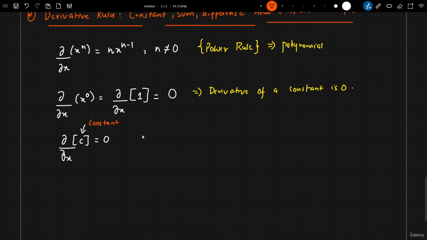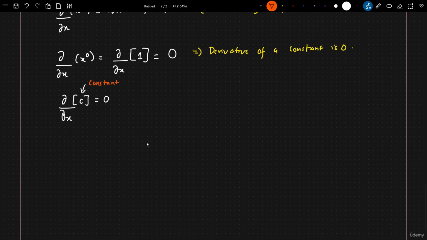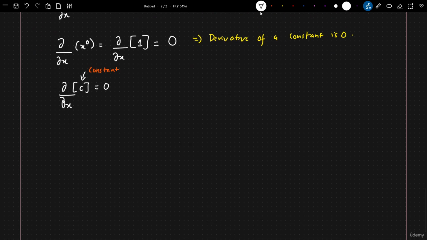Okay, now let's see one more scenario. Let's say that I have a constant multiple in my function. Let's say I want to find the derivative of some function which is multiplied by a constant, c multiplied by f of x. Now in this scenario, how do I go ahead and find the derivative?